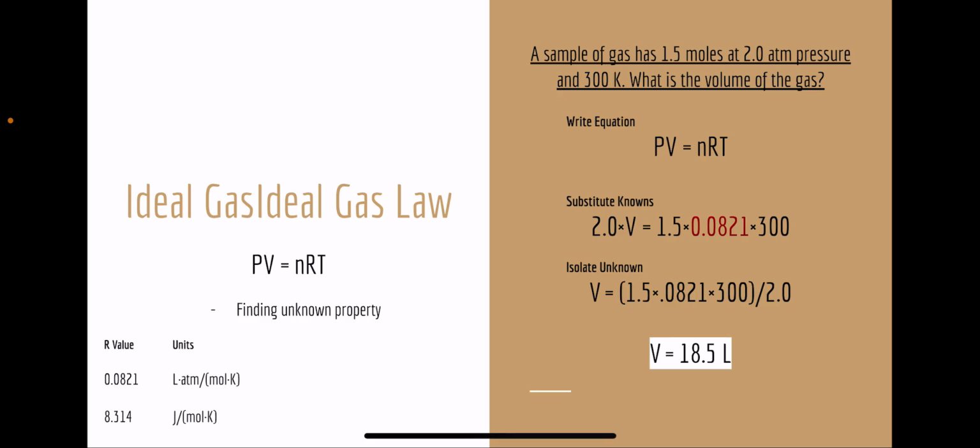This table shows another R value that is also commonly used, and that is when our units are in joules, which differs from the units of liters and atmospheric pressure used here. In that case, the R value would be 8.314. And that is all for simple gas laws.